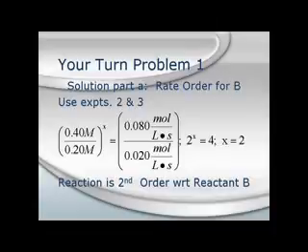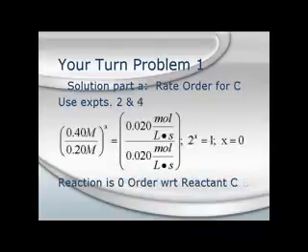I have the ratio of my concentrations as 2 raised to some power x are equal to the ratio of my rates, which is 4. So 2 raised to some power x is equal to 4. X is equal to 2. So this reaction is second order with respect to reactant B.